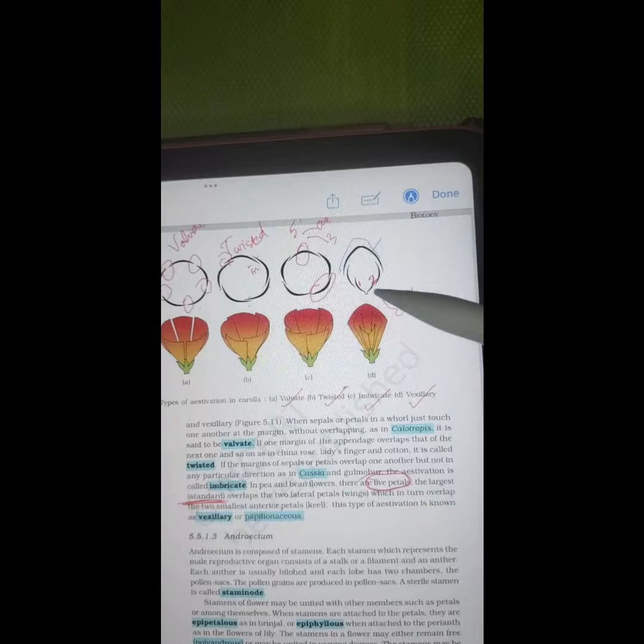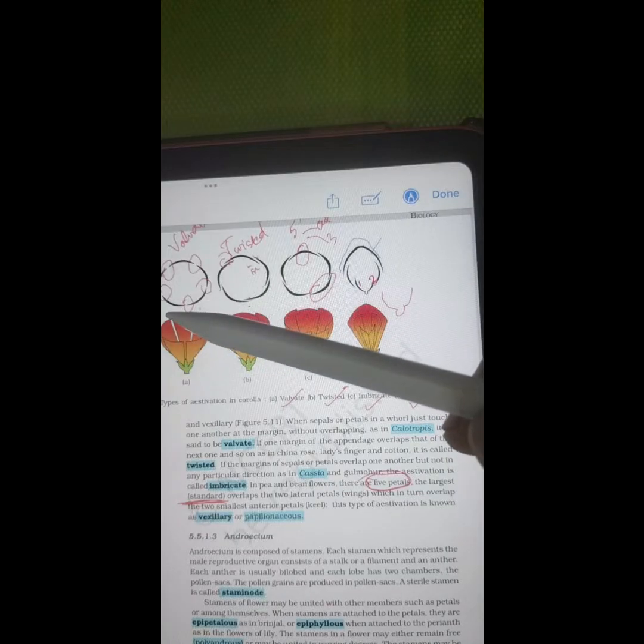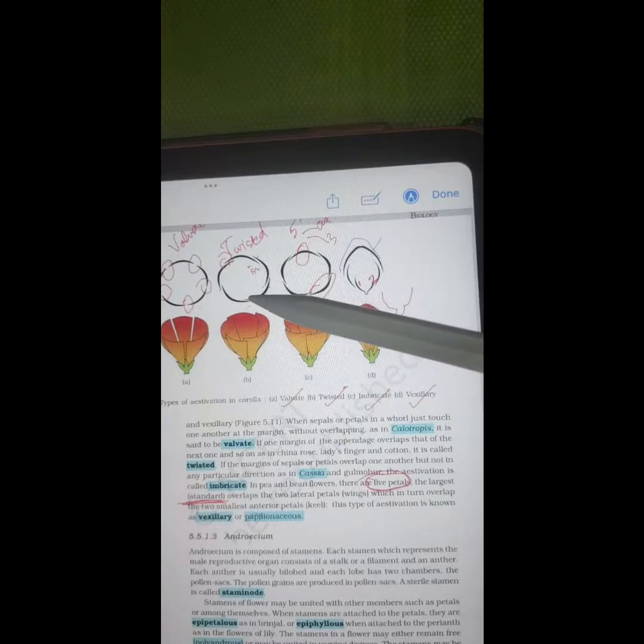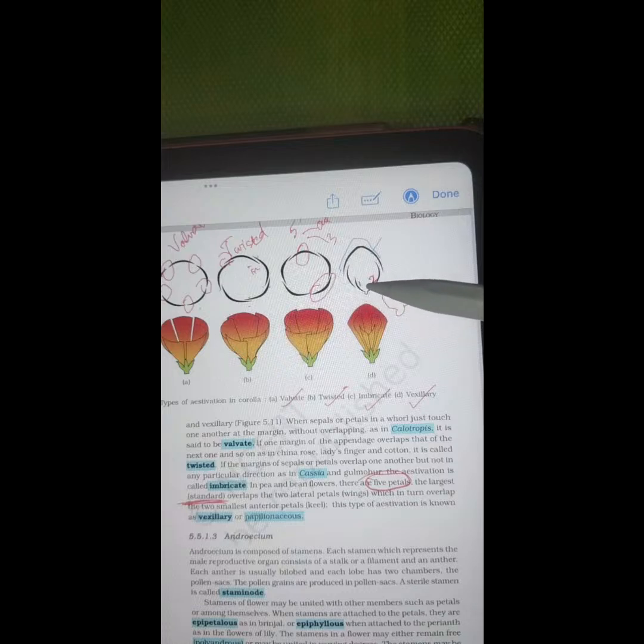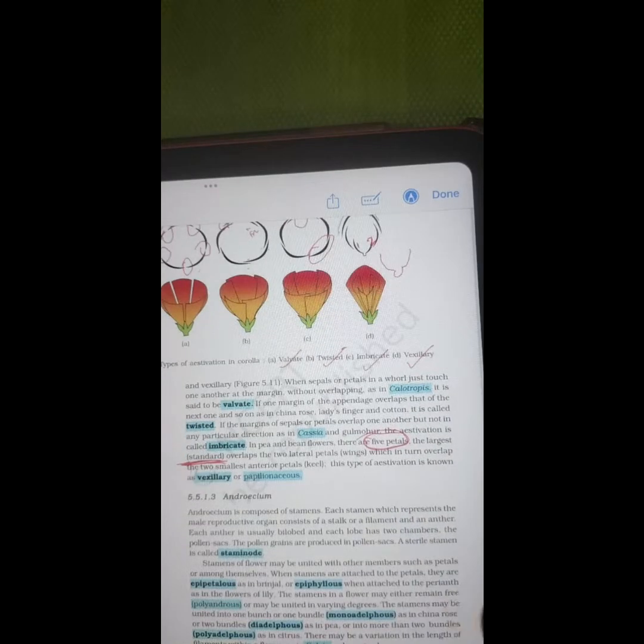Clear, I think. So the first one that we have read was valvate, another was twisted, the third one was imbricate, and then it was vexillary. Vexillary is also known as papilionaceous, and it is a characteristic feature seen in the plants belonging to the family Leguminosae. Leguminosae includes all the legumes in which root nodules are found. You have read in your junior classes, right?